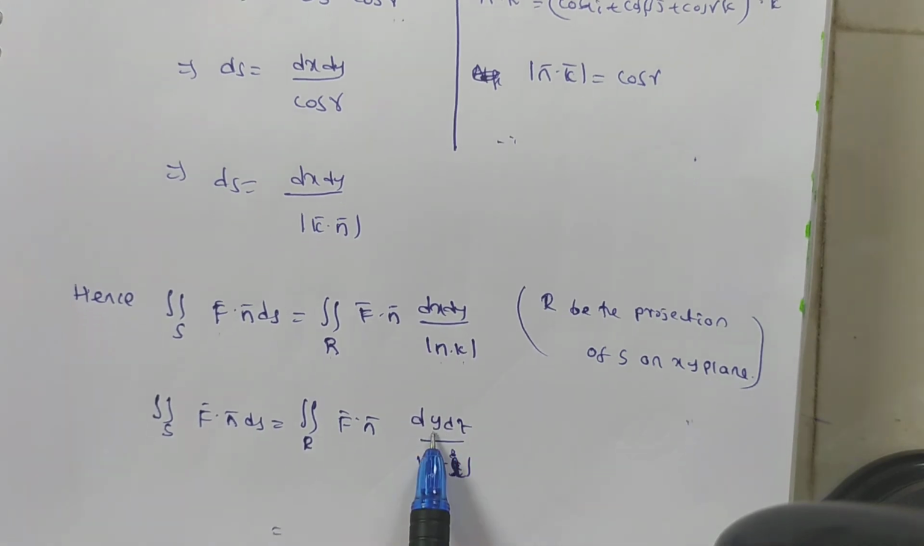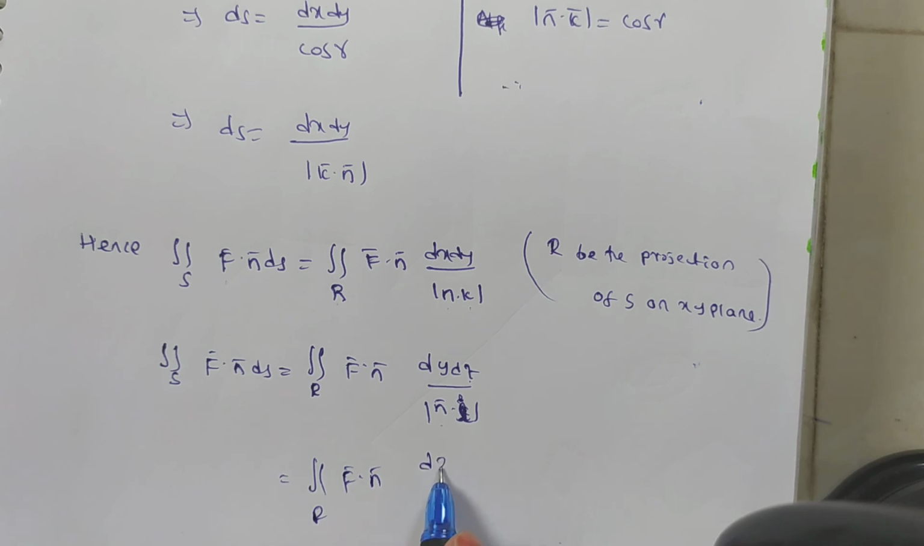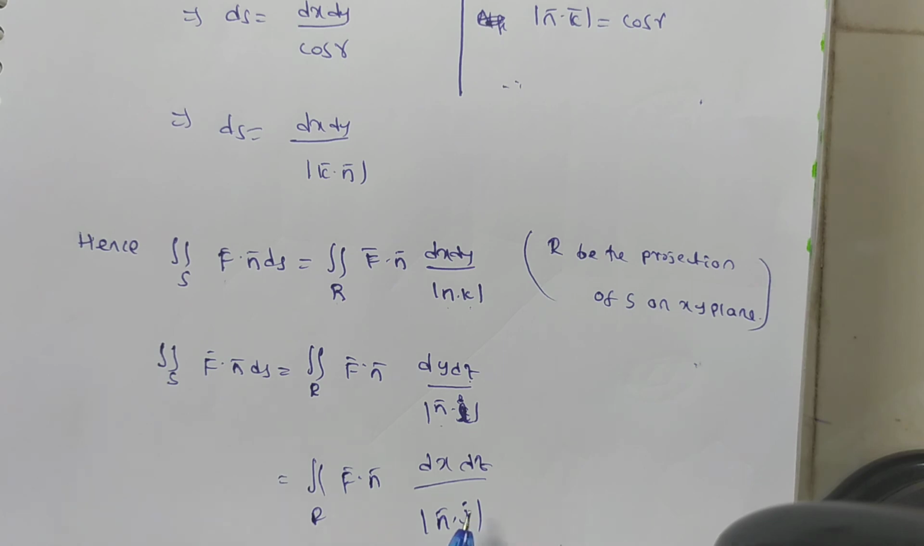Can you guess what you have to take for the dy dz plane? It is n bar dot i. Now tell me, for the double integral over R of f bar dot n bar and the dx dz plane, what will you have? n bar dot the remaining term, which is y, so you have to take j only. That's it. So to evaluate the double integral we will use these formulas. Now we will solve the problems.